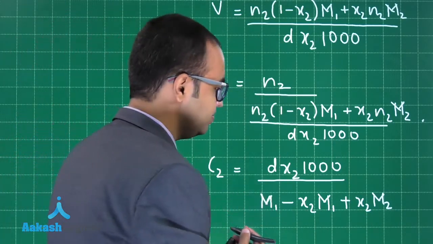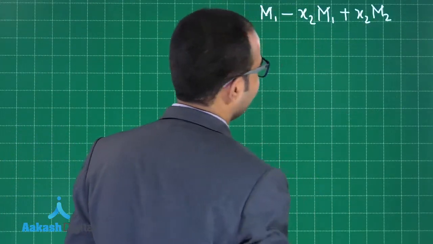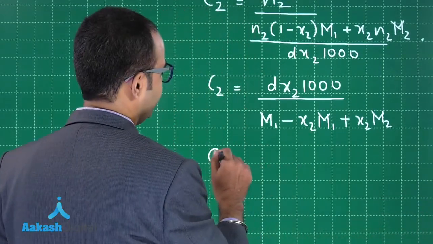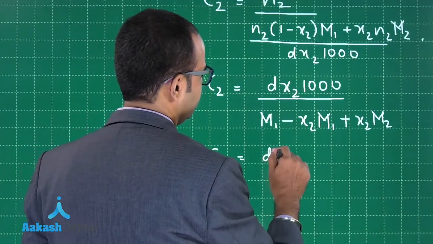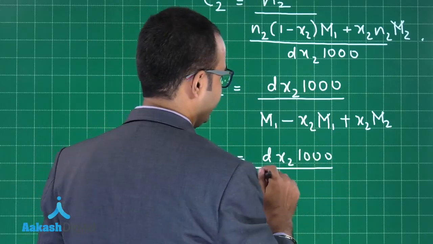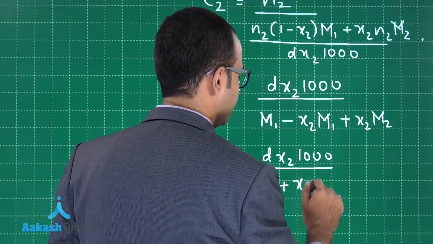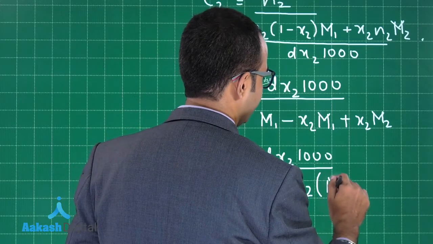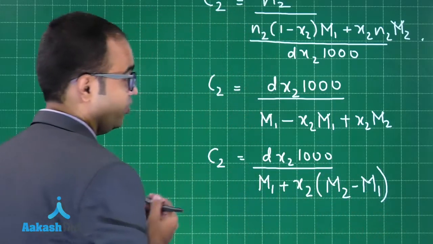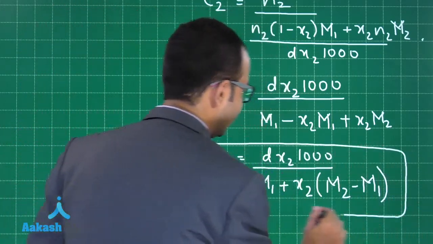Further, what you can do is you can take x2 common. So as we take x2 common, what do we get? So this is dx2 into 1000 divided by m1 plus x2, and this would be m2 minus m1. So very lengthy sum, I would say. Okay, but finally we have arrived at the equation.